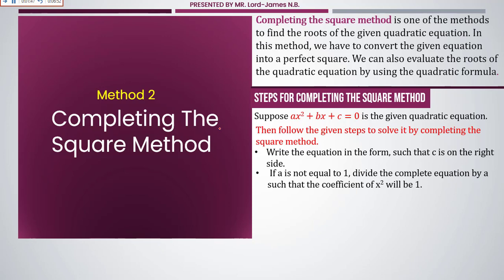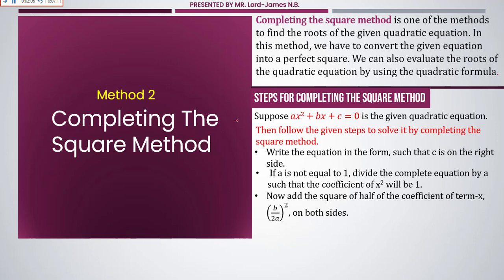The next is, if a is not equal to 1, we are going to divide the equation by a such that we make the coefficient of x squared to be 1. So if the coefficient of x squared is different from 1, we make it to be 1. Next, we now add half the coefficient of the term in x. Half the coefficient of the term in x, that is b over a, all of that squared. Now we are going to add this half the square of the coefficient of x on both sides of the equation. That's b over a, all of that squared. And then we factorize the left side of the equation.